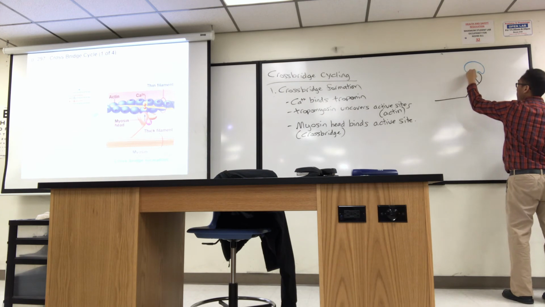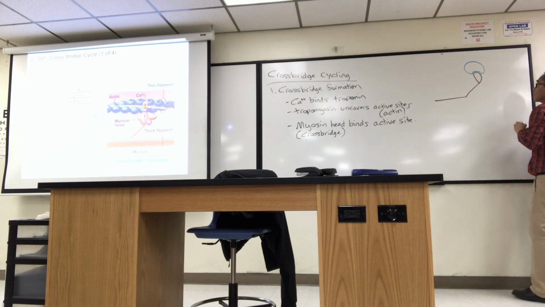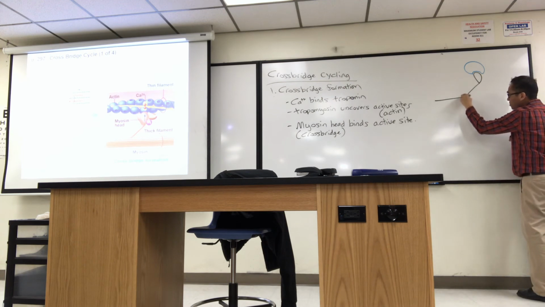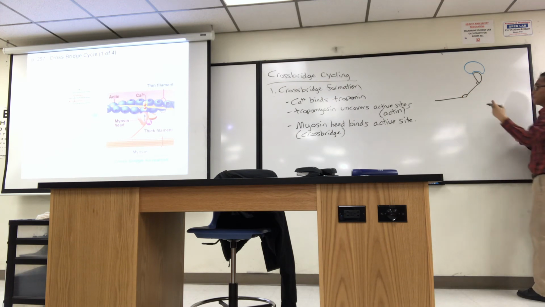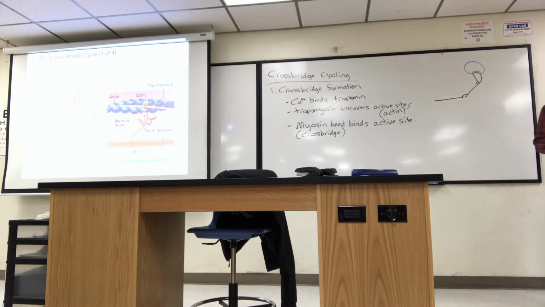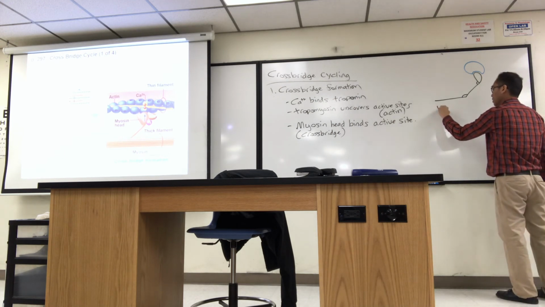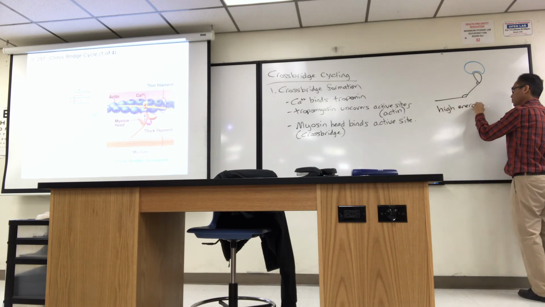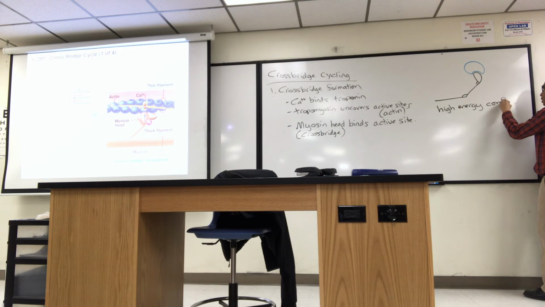Here's my actin subunit. So anyways, these angles right there have been measured. We don't have to know the numbers, but they call this a high energy conformation. It has the ability to move that way. They bill it as potential to do work. So we'll just call this high energy conformation.